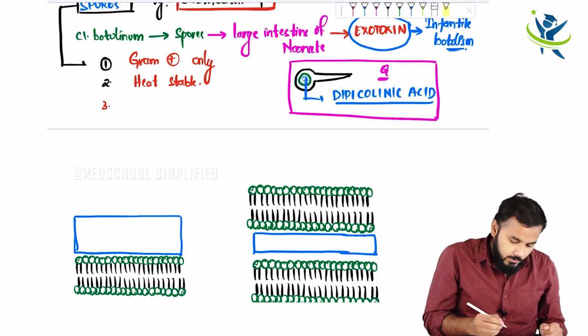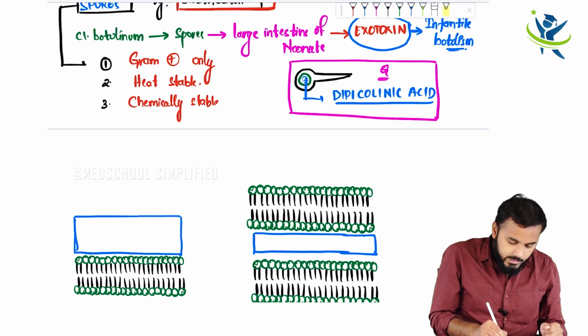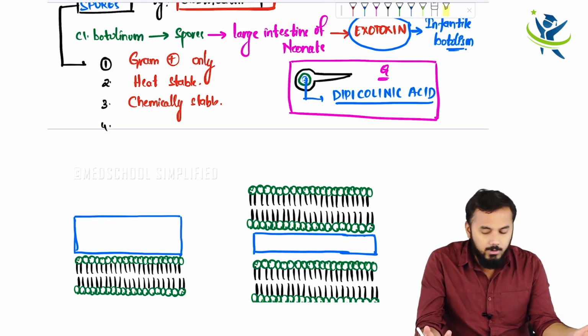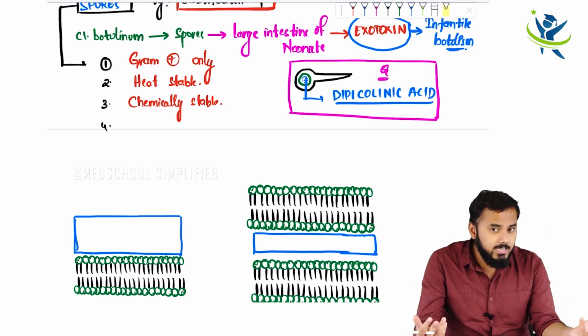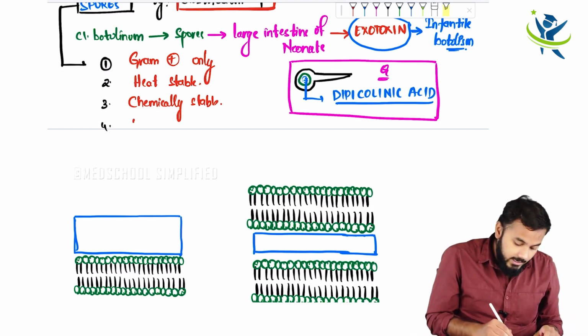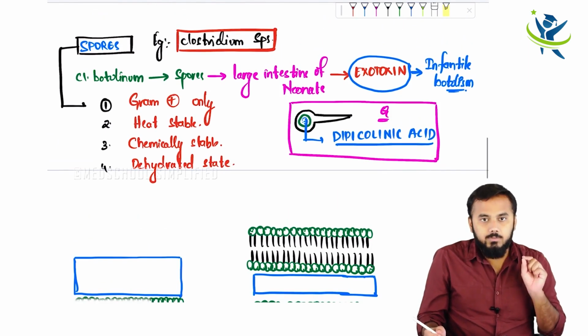Point number 3. So what is point number 3? Not only heat stable, obviously it is also chemically stable. Now, during dehydrated states, we basically die. We get sunken eyes, there will be loss of turgor in our skin and we die. So during dehydrated states, do these spores survive? Yes. Even in the dehydrated state, these spores survive. So these are the 4 characteristics of the spores.